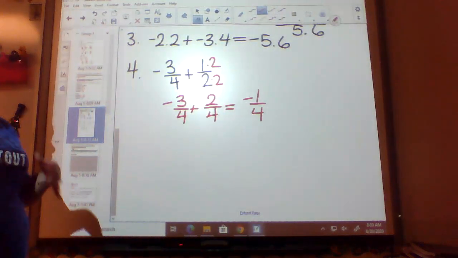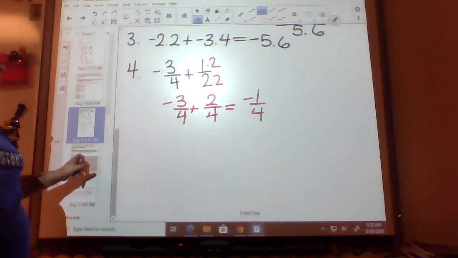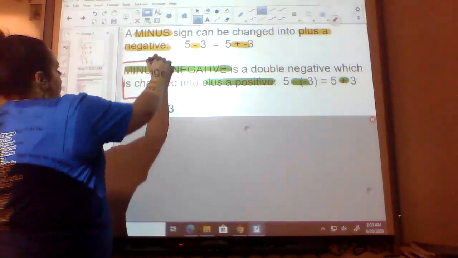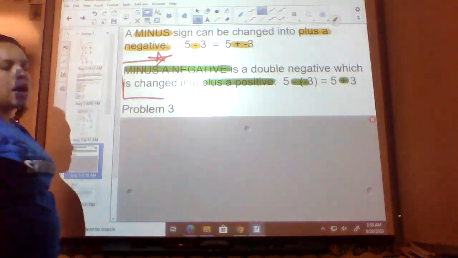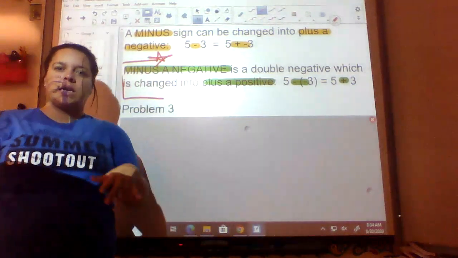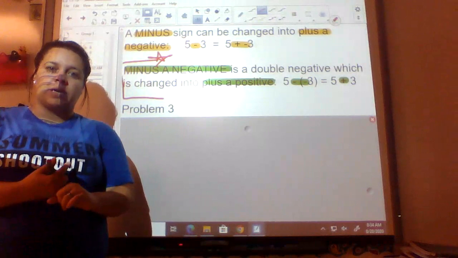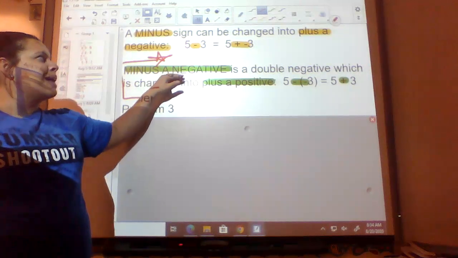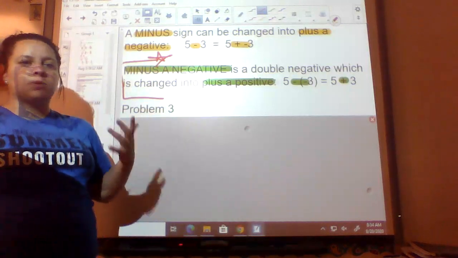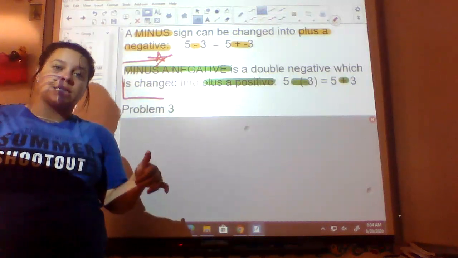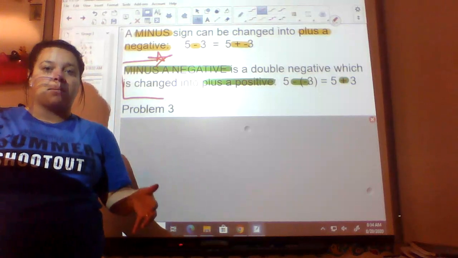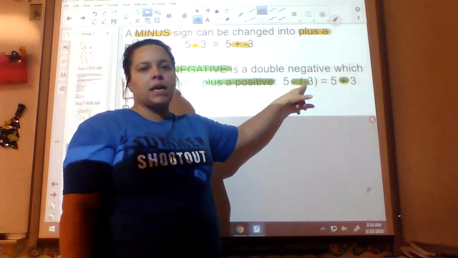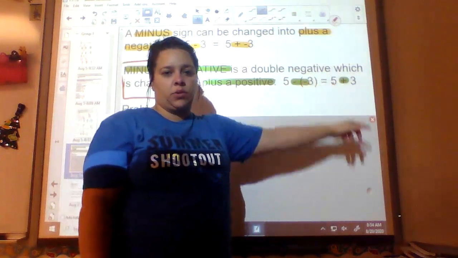All right, we're going to move on to some subtracting. Now, right here is the thing that is so important. Up here it says a minus sign is sometimes written as a minus, sometimes it's written as plus and negative. Those are both still subtraction. But right here, minus a negative becomes plus a positive. So if you're subtracting something that's already negative, that becomes a positive number, a plus. So 5 minus negative 3 becomes 5 plus 3.